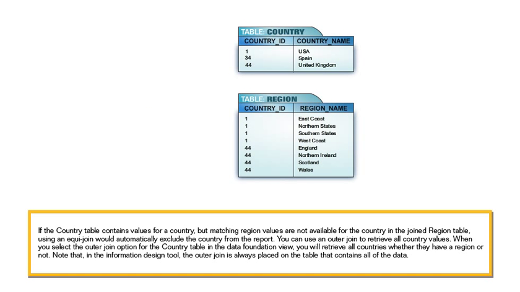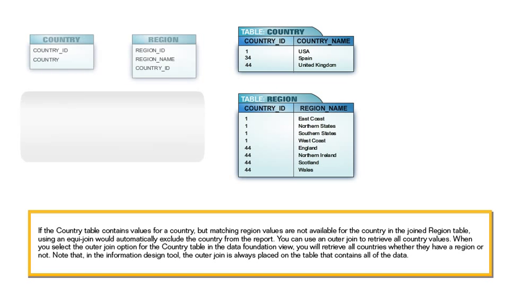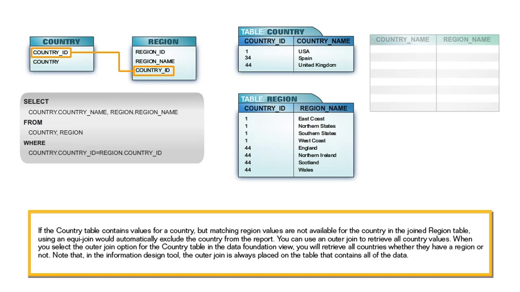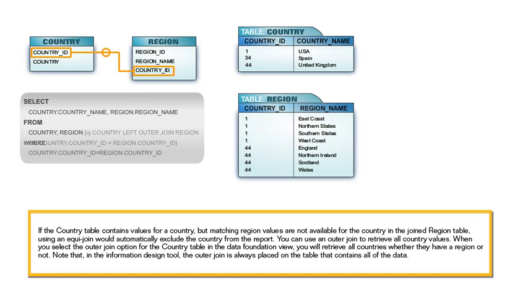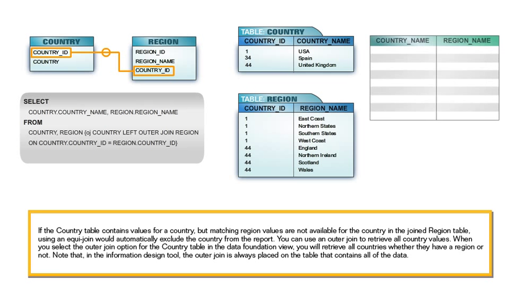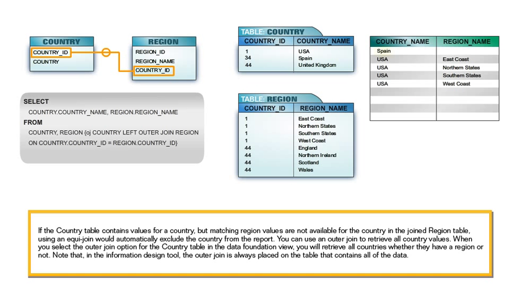If the country table contains values for a country, but matching region values are not available for the country in the joined region table, using an equi-join would automatically exclude the country from the report. You can use an outer join to retrieve all country values. When you select the outer join option for the country table in the data foundation view, you will retrieve all countries, whether they have a region or not. Note that in the Information Design tool, the outer join is always placed on the table that contains all of the data.